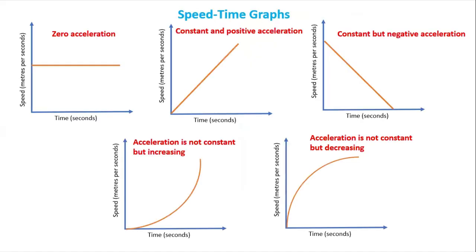So when we come to the speed time graphs, the horizontal line shows zero acceleration, positive gradient, slanted line shows constant and positive acceleration, downward line shows constant but negative acceleration. The upward curve shows acceleration is not constant but increasing. This curve again shows acceleration is not constant but decreasing.